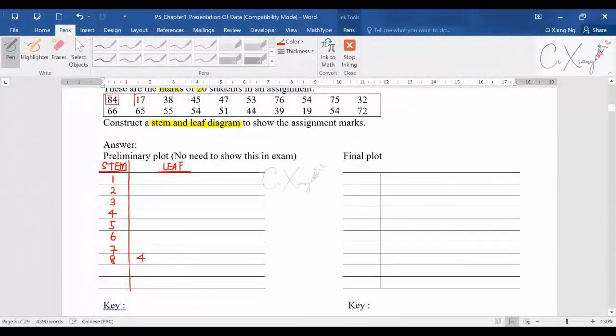Okay, the second number is 17. Therefore, it starts with 1, right? So the 7, you should put it here, beside the 1. Then the next one, 30. 45. 45 means stem 4 and leaf 5. Then 47. The 47 is the second number that starts with 4, right?